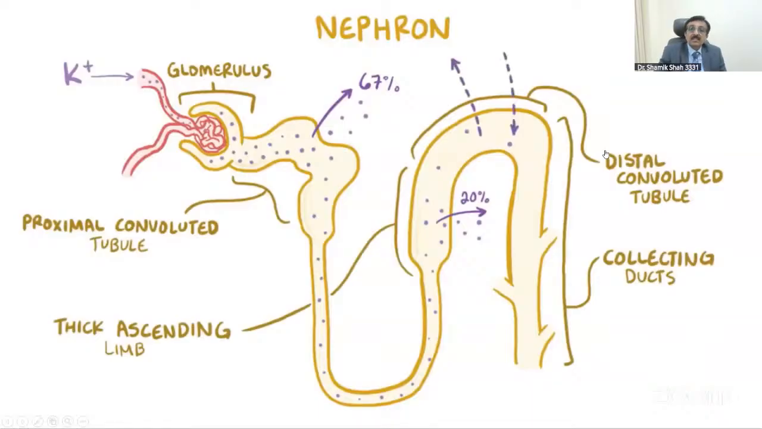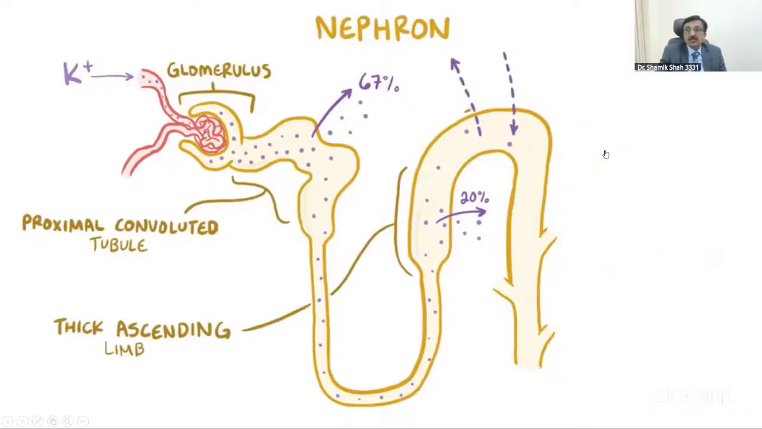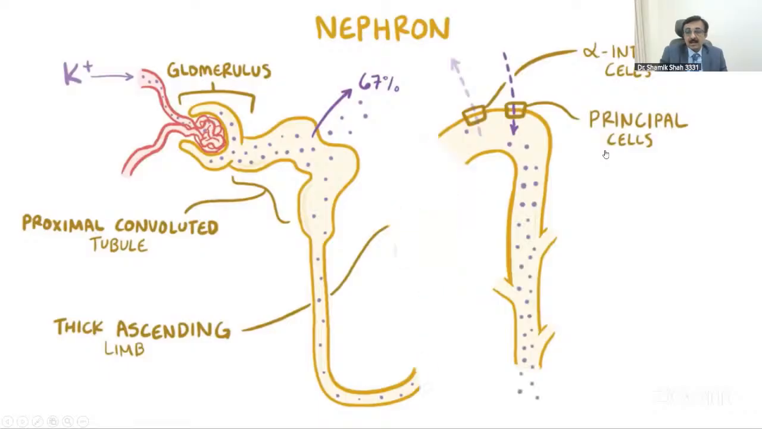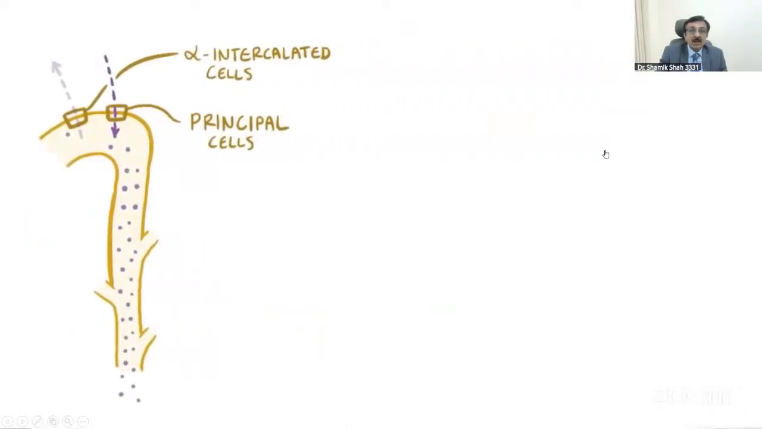Here, both secretion and excretion take place through two types of cells. So we know these two types of cells. One is the alpha intercalated cells, and the other type of cells are called the principal cells. So if we zoom in and look at these cells, we will see how this works. In most of the cases, excretion is the predominant mechanism, because extra potassium needs to be excreted out of the kidney.